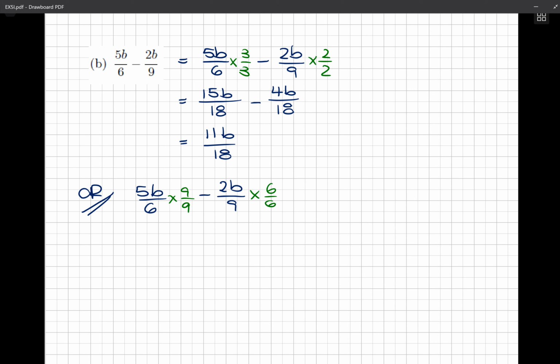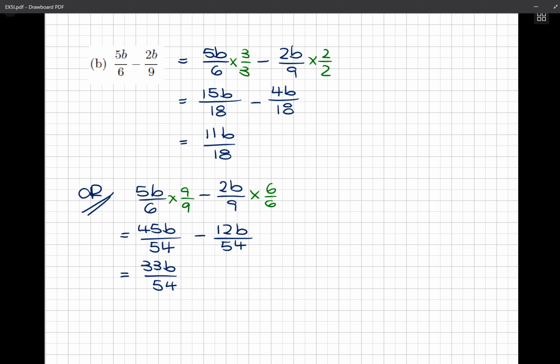Multiplying that out, we've got 5 times 9, which is 45, and then we've got our b, on 6 times 9 is 54. For the second fraction, 2 times 6 is 12, so we've got 12b on 54. We're talking about 54ths, so we'll put it all over 54. They're like terms, so we can subtract: 45 take away 12 is 33. So we've got 33 lots of b. It doesn't look the same, but it is actually the same answer as the one above. We just have to do a little bit more work.